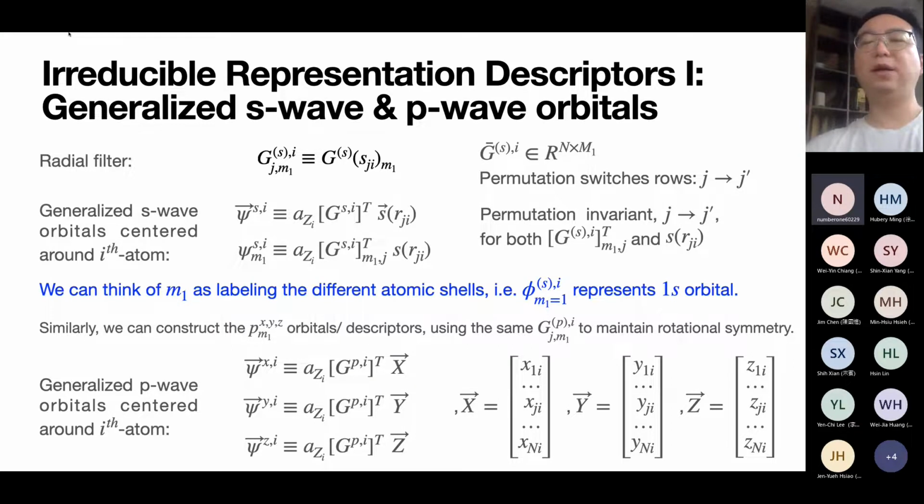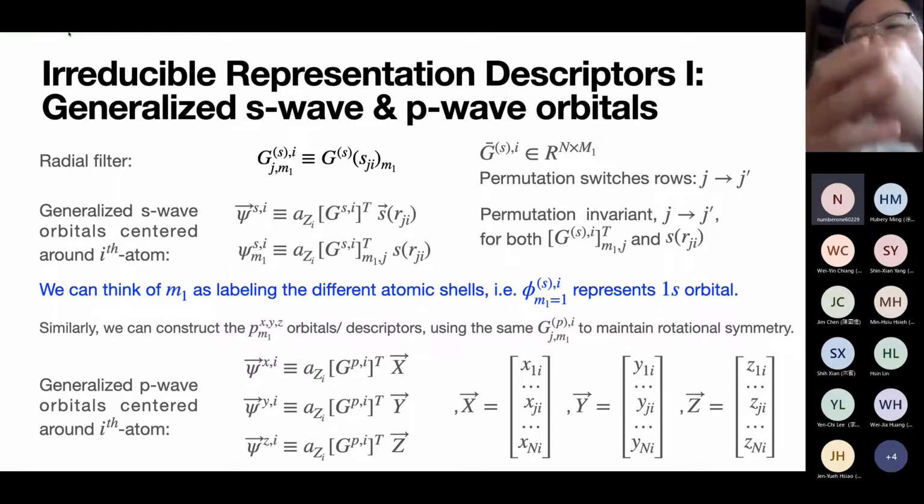So basically, S of Rji is basically 1 over Rji. So 1 over Rji basically is the inverse of the interatomic position between the central atom I and all the other atoms in the cluster. Say the cluster is 100 atoms, so it'll be a vector of length 100, 1 over R for all these interatomic pairs. Then we take G, Si, and act it on this vector, and then this will construct our generalized S-wave orbital.